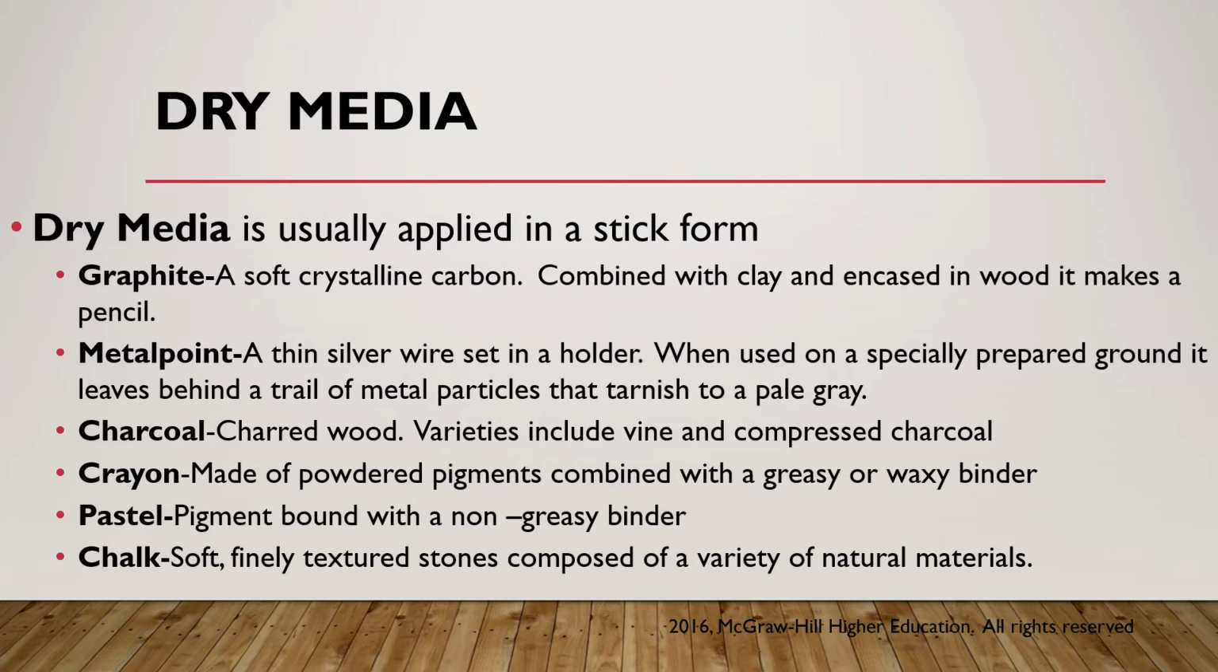Metal point, this is where I talked about having a special ground made on top of whatever you're doing. The metal point's done with a thin silver wire. It's set into a holder, and as you draw with it, little pieces of metal particles are deposited on that specially prepared ground, and then those particles tarnish to a pale gray.